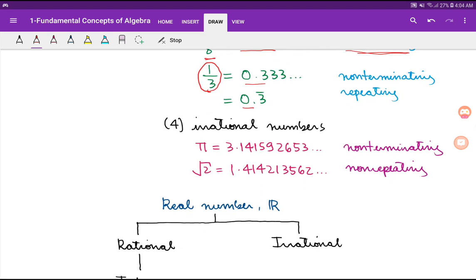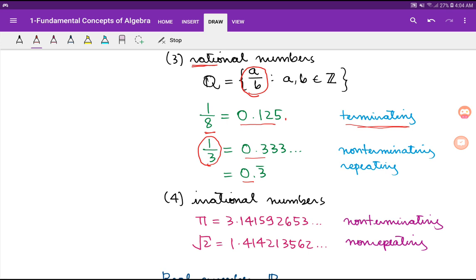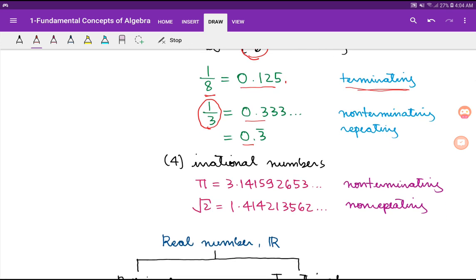The last kind of numbers in the real number system is irrational numbers. Irrational numbers are simply numbers that cannot be expressed in terms of a fraction or a ratio. There are many irrational numbers, but the most famous are pi and the square root of 2. The decimal representation of pi is 3.1415926535 and so on. For the square root of 2, we have 1.41421356 and so on.